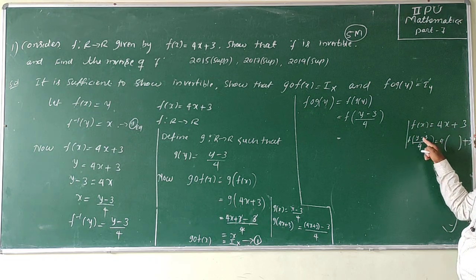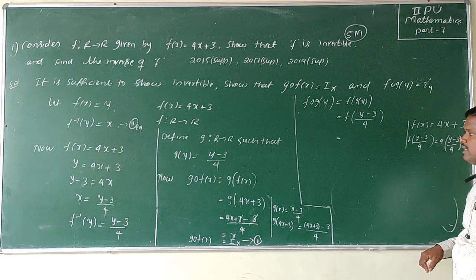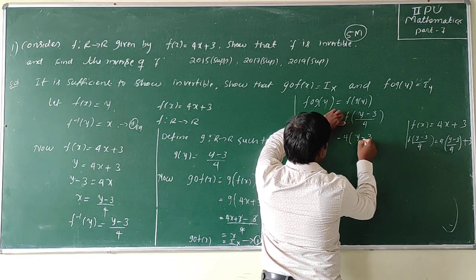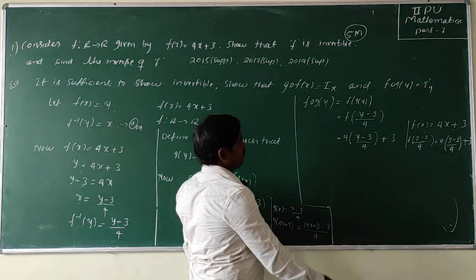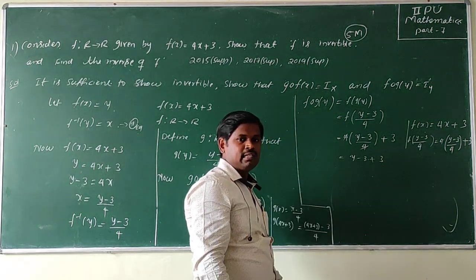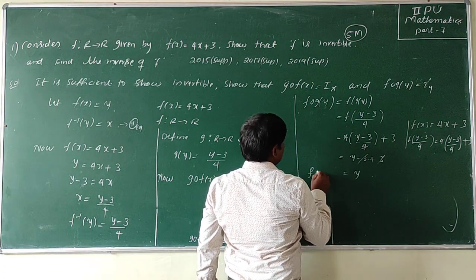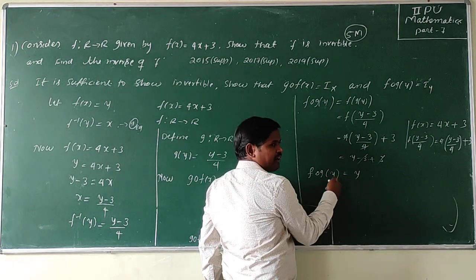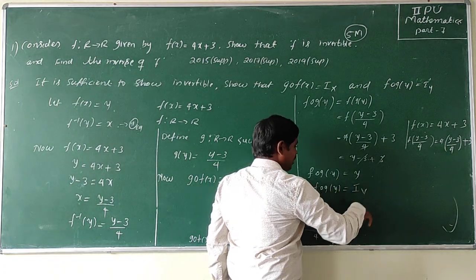So the input is y minus 3 divided by 4. Now this can be written as 4 into (y minus 3 divided by 4) plus 3. Simplify this: the 4 gets cancelled, so y minus 3 plus 3, the 3 gets cancelled, so we are left with y. That is, f circle g of y is equal to y, which is nothing but the identity element of y.